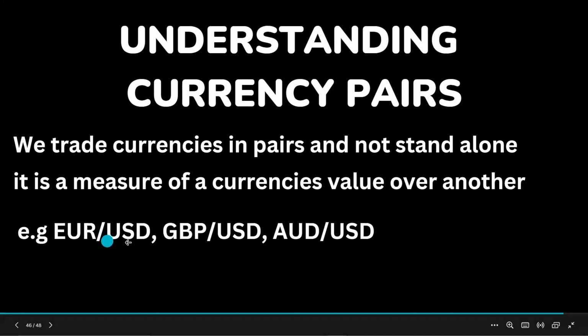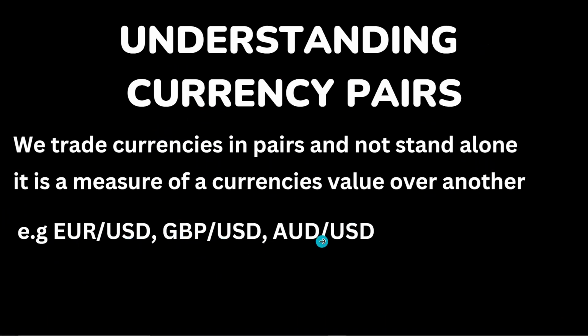For example, here we have EUR/USD, GBP/USD, and AUD/USD. EUR/USD means euro against the US dollar. GBP/USD means pound against the US dollar, and AUD/USD means Australian dollar against the United States dollar, right? So you're going to be trading each of these as a whole.